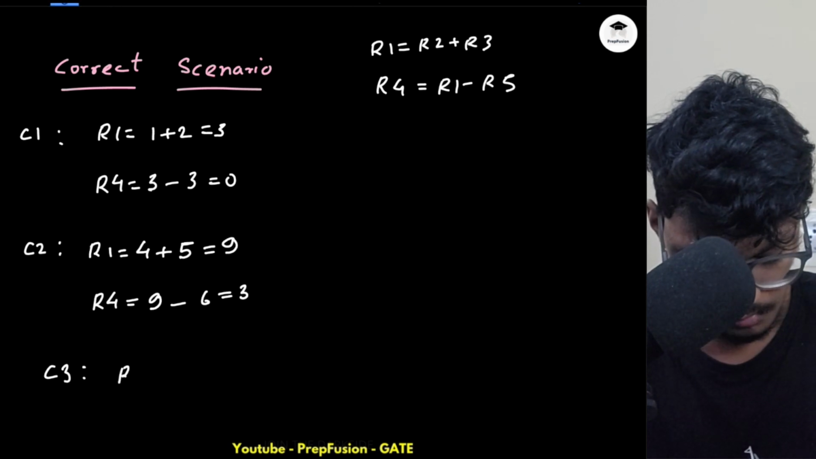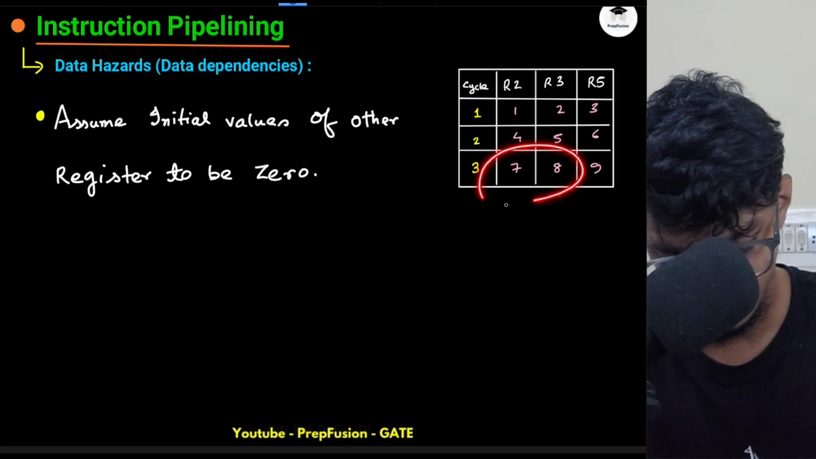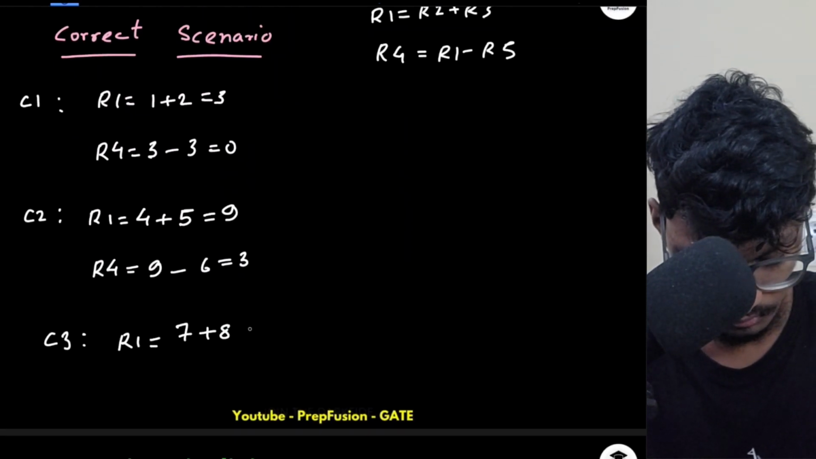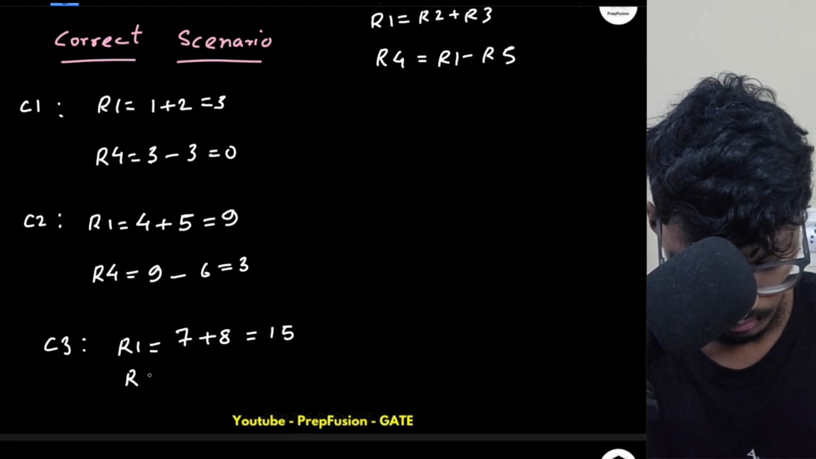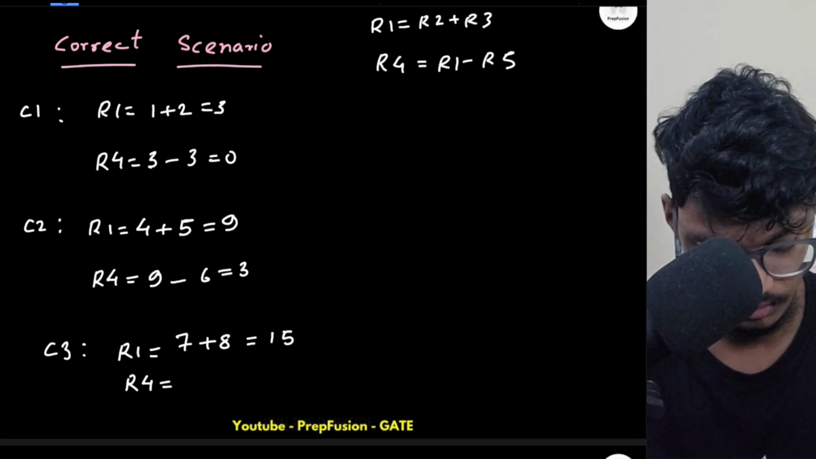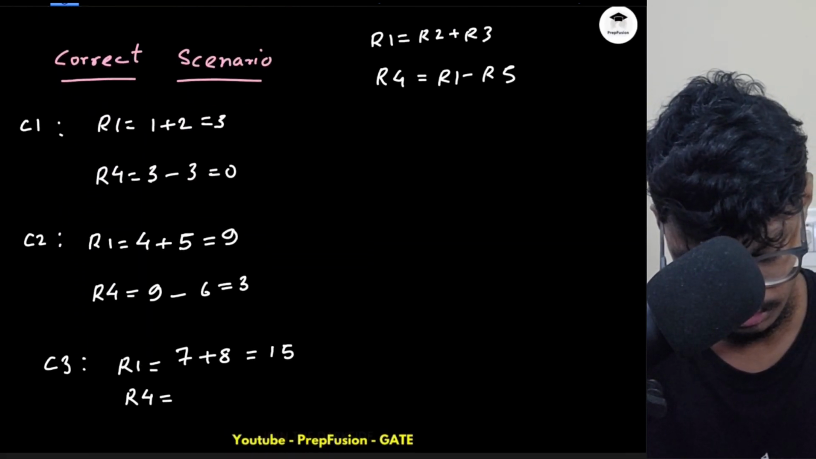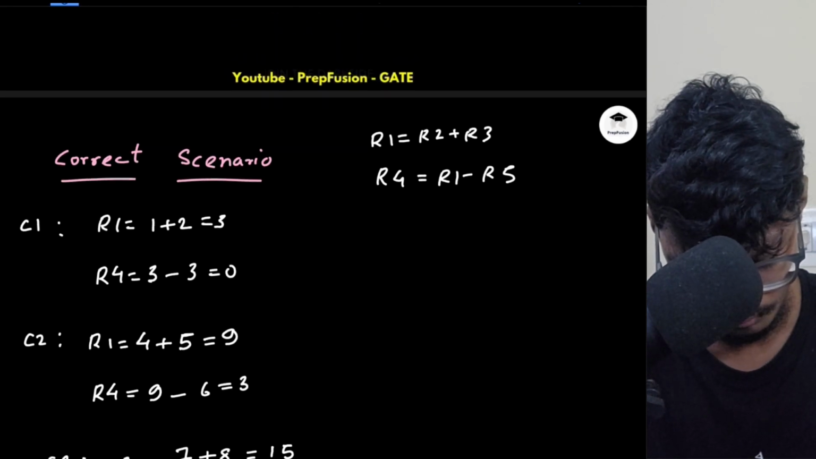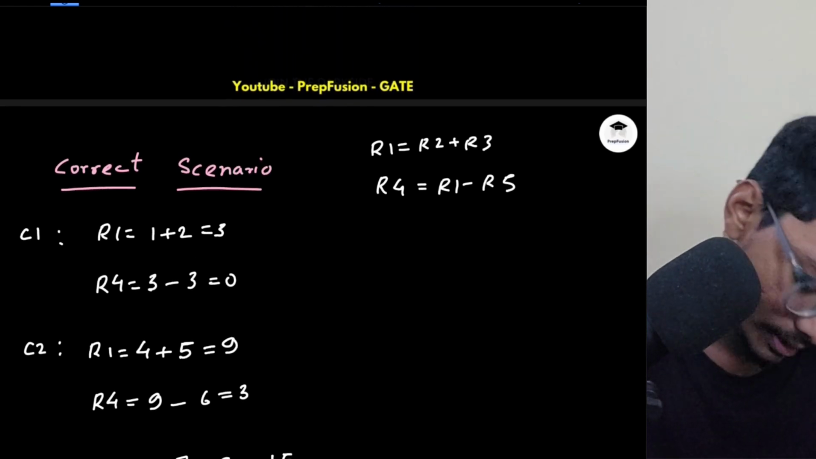And in cycle 3, my values will be: R1 equals 7 plus 8, so it equals 15. R4 will be equal to this 15 minus 9. Okay, 15 minus 9. So that is the case over here, right?